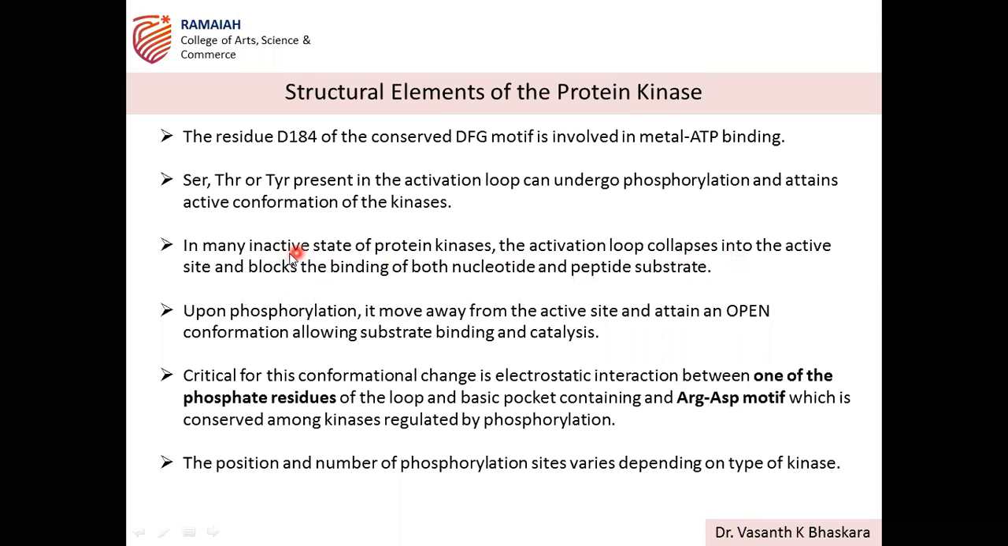So what happens because of that? It blocks the binding of both nucleotide and peptide substrate. The peptide substrate is the one here which is getting phosphorylated. So both the nucleotide, ATP, and the peptide substrate cannot have the place for binding and the reaction to go on. So upon phosphorylation from the inactive state, the closed, collapsed structure moves away from the active site and attains an open conformation, allowing substrate binding and catalysis. That's what we discussed.